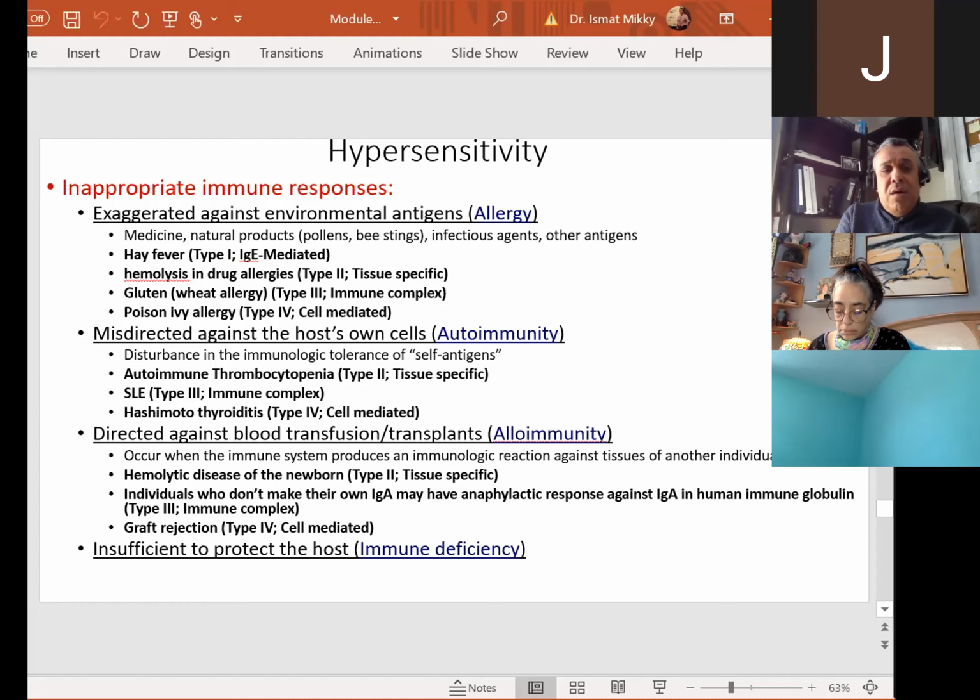The autoimmune thrombocytopenia, which is type 2. Some people are born with an autoimmune thrombocytopenia, or they develop the thrombocytopenia in response to certain medications. You will learn about this in pharmacology, about something called HIT, heparin-induced thrombocytopenia. So the heparin will induce this reaction and result in autoimmune thrombocytopenia, which is the decrease in the number of the platelet count.